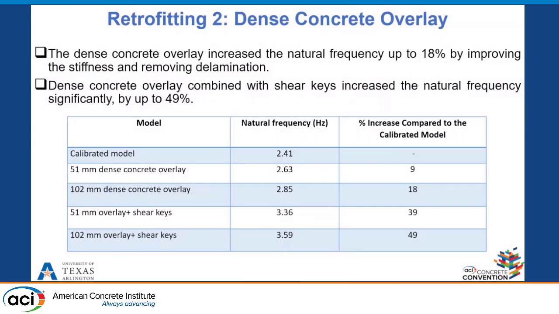So as seen in the table, the dense concrete overlay improved the stiffness and removed the delamination, resulting in an 18% increase in the natural frequencies. Furthermore, the dense concrete overlay combined with shear keys significantly increased the natural frequency by almost 50%. The 51 millimeter overlay combined with the shear keys increased the natural frequency to 3.36 hertz, higher than the 3.28 hertz minimum value per the previous study. Therefore, a 51 millimeter overlay combined with the shear keys is the optimum solution to mitigate the excessive vibration on the southbound Wilson Creek Bridge.